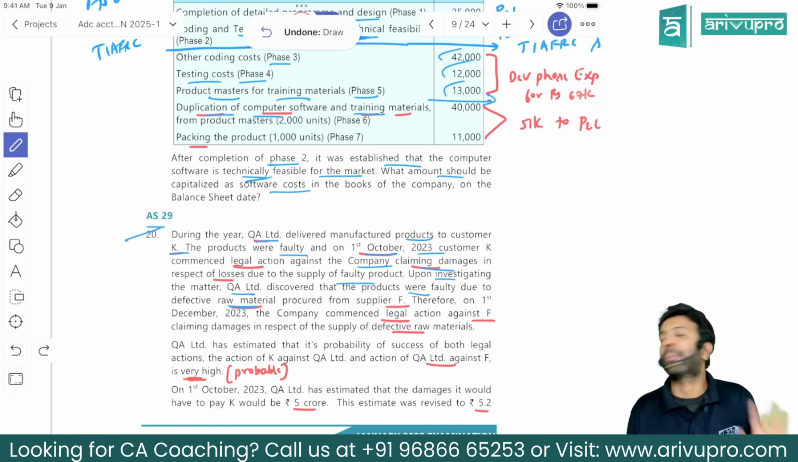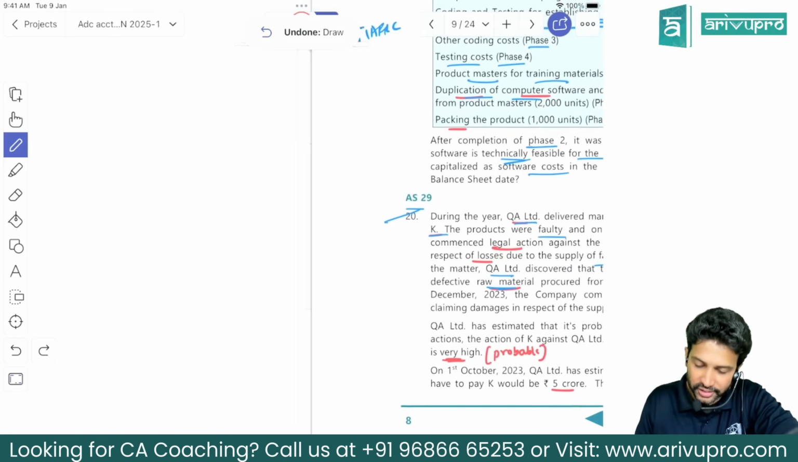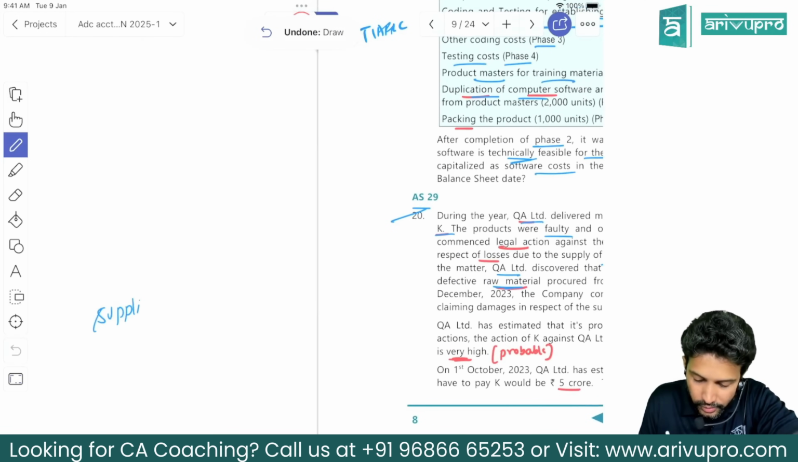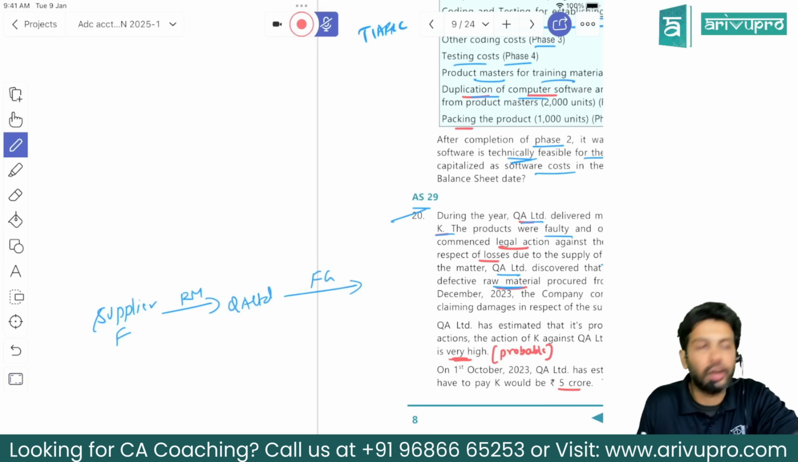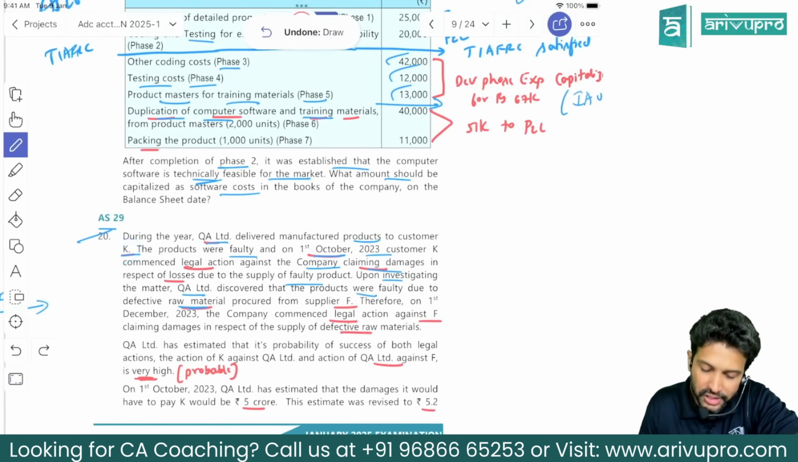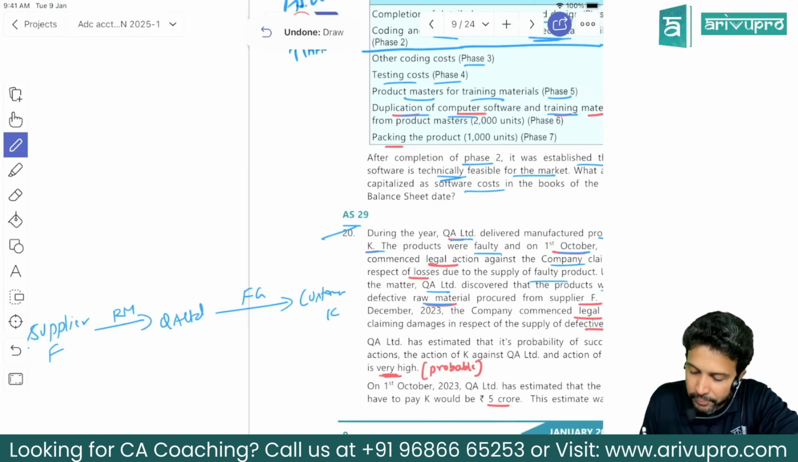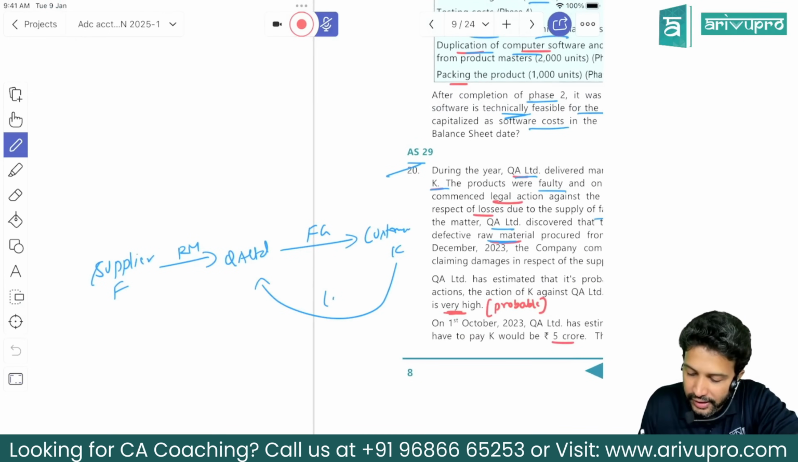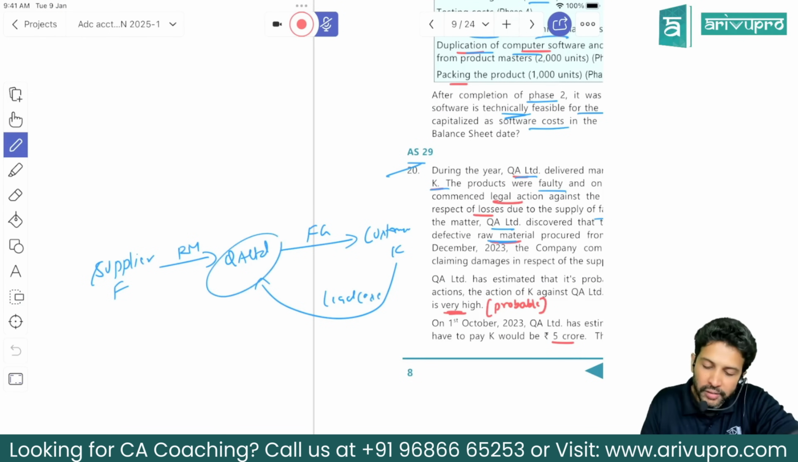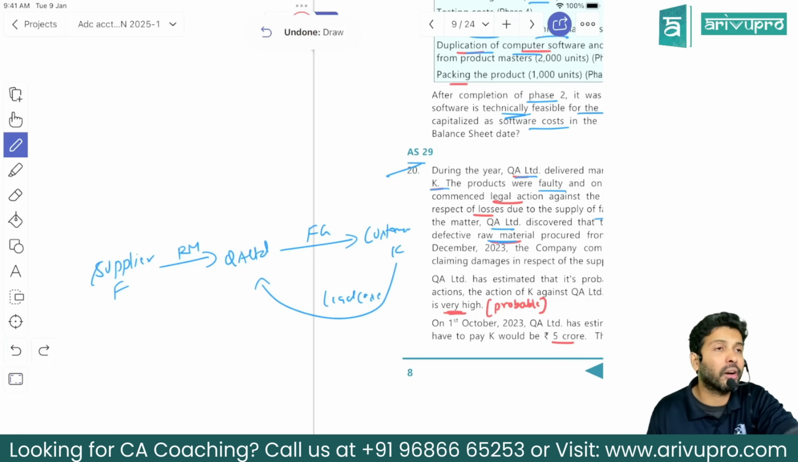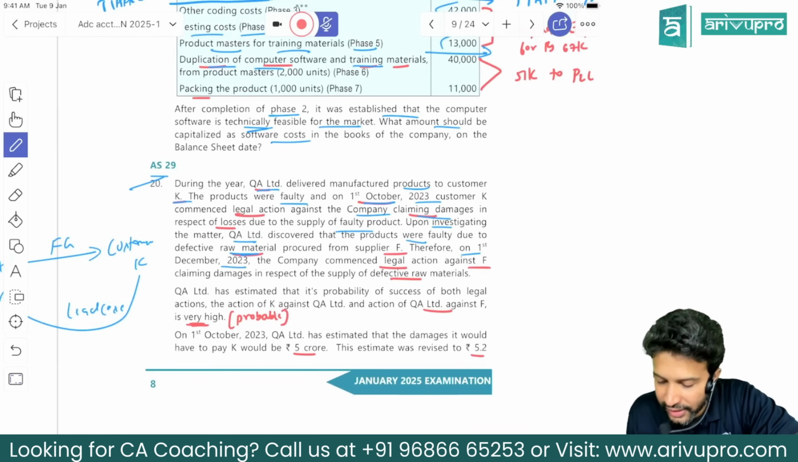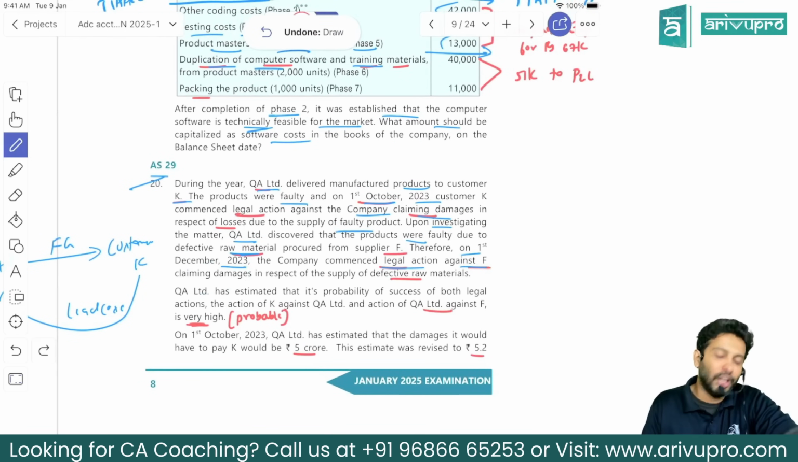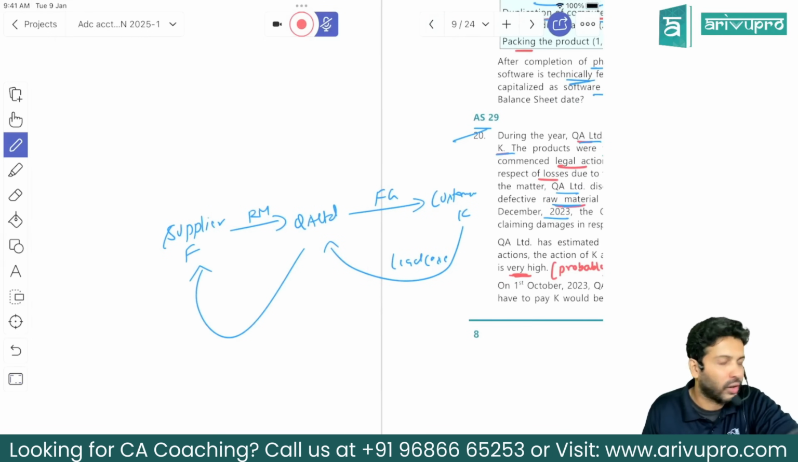From whom? Supplier F. Supplier F supplied us raw material. We are which company? QA Limited. Using this raw material, we produced finished goods and we gave it to which customer? Customer K. Now, since this product was faulty, customer K filed a legal case against us. On investigation, QA Limited found that this faulty product is due to what? Faulty raw material. Hence, what did we do? Therefore, on 1st December 2023, the company commenced legal action against F. Now, we filed a case against F. Okay, this is what is happening.